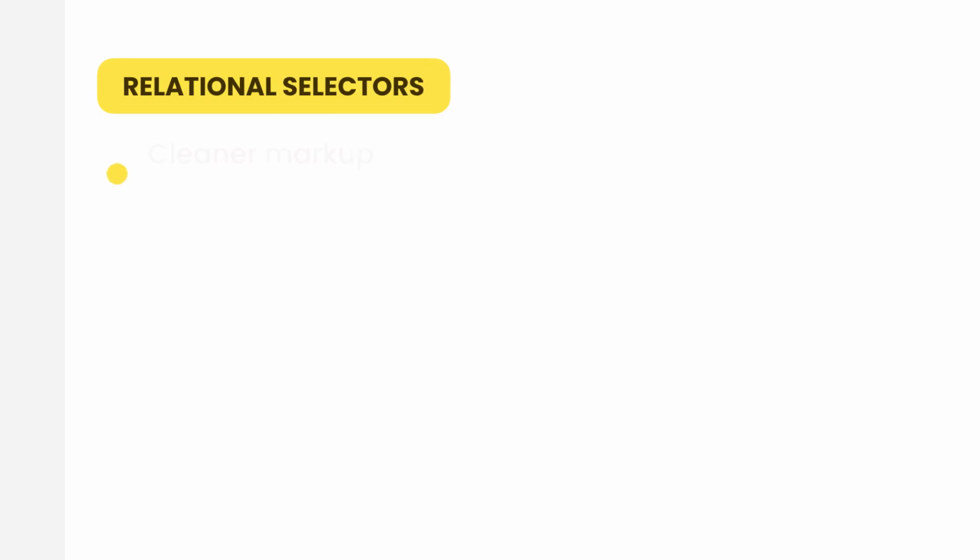So relational selectors help us write cleaner markup because we don't have to assign IDs and classes to various HTML elements. But there are 2 problems with relational selectors that you need to be aware of. The first problem is that they can be fragile because they're dependent on the location of these elements in the DOM. So if you move elements around, our styles will break.